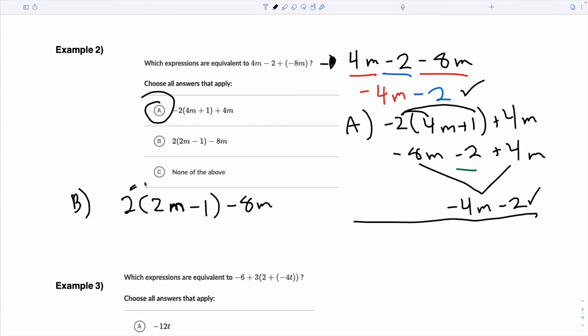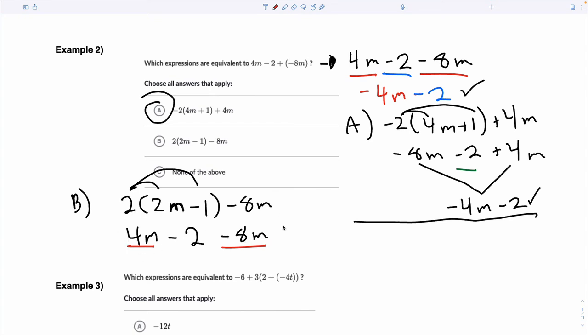You do 2 times 2m, which is 4m. And then you do 2 times negative 1, which makes negative 2. Good. And then what? And you bring down your negative 8m. Awesome. Nora, what's my next step? I have a negative here and a positive here. Did you get something different?